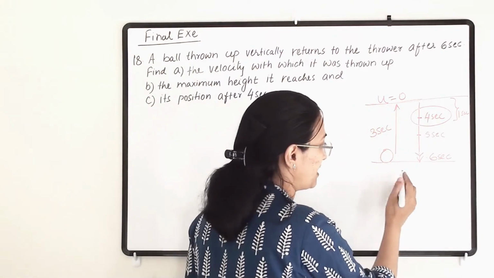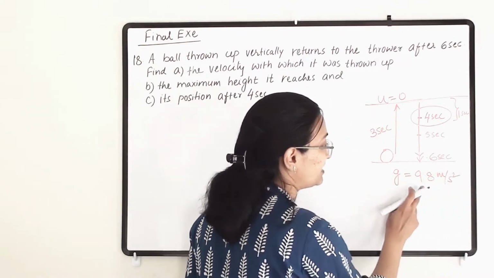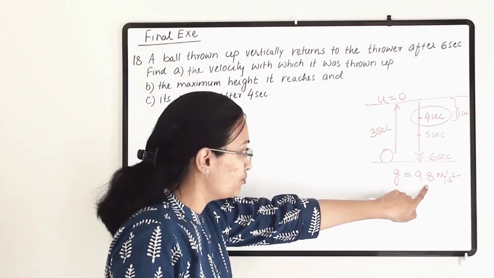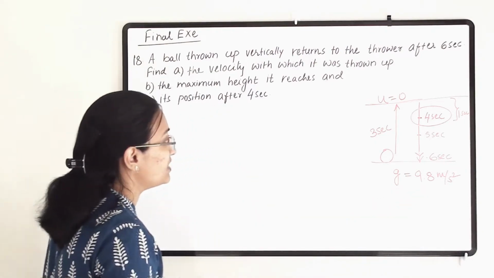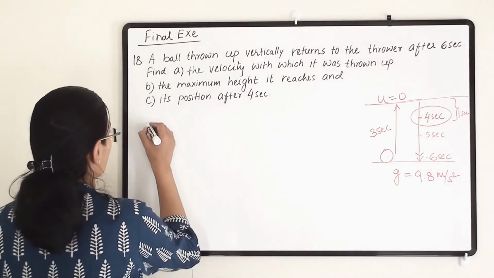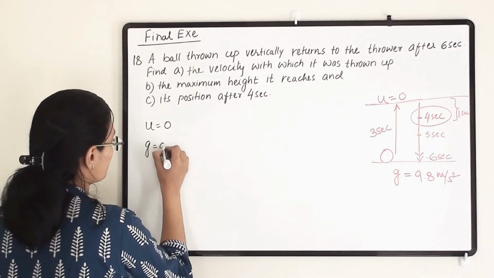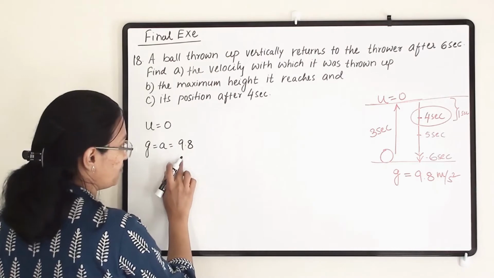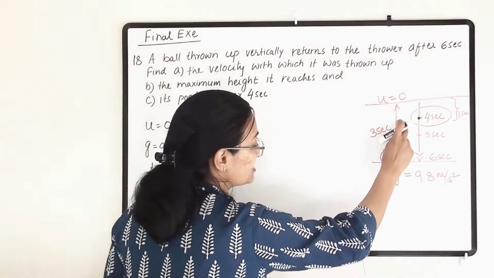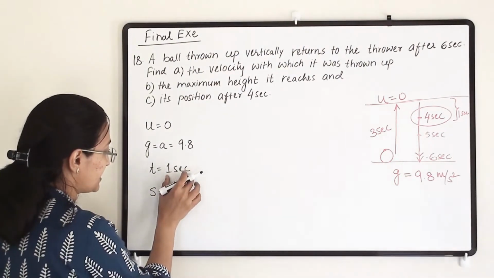Now when it is coming back, its acceleration due to gravity is 9.8 meter per second square, and that will be positive because it is downward and in the direction of the motion. Now we are going to find out how much distance it will cover. So let us note down what we have. Initial velocity will be 0, a equals g equals 9.8, positive. Time is 1 second, because for this journey it has traveled only 1 second. How much distance will it cover within this 1 second, that we have to find out.